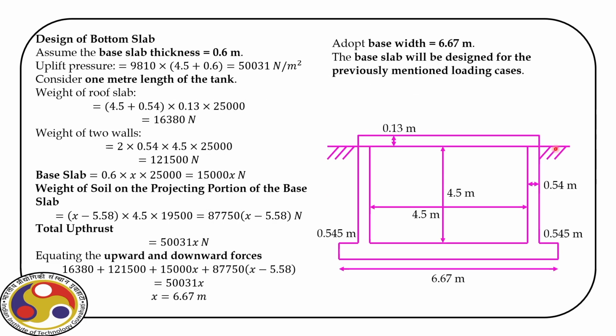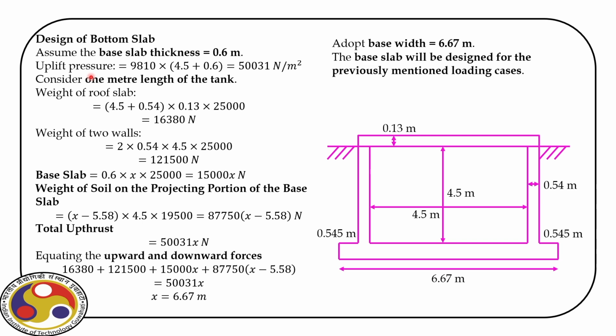Next we move over to the bottom slab. Now for the bottom slab, again we assume the slab thickness is 600 millimeter. So first we calculate the uplift pressure, the depth is 4.5 meter plus 600 millimeter. So at the bottom, we have to find out the uplift pressure, and which is 50,031 Newton per meter square.